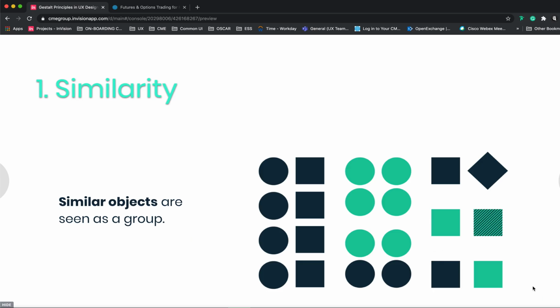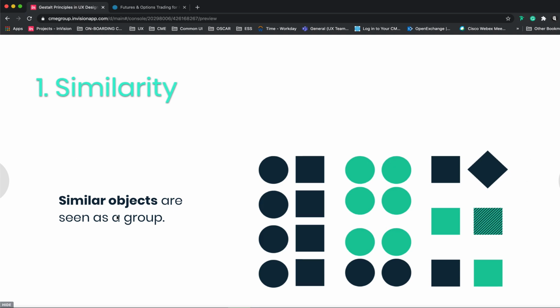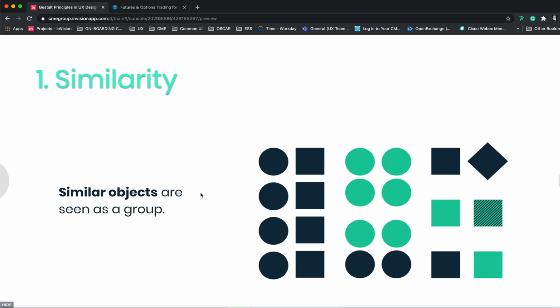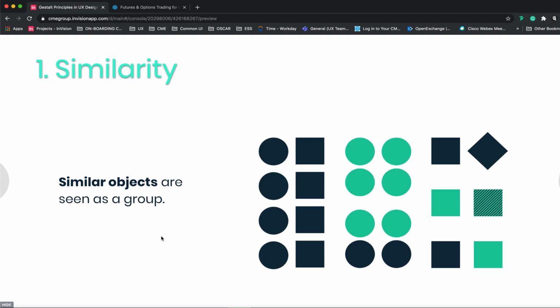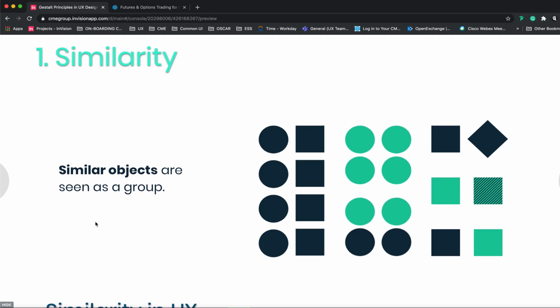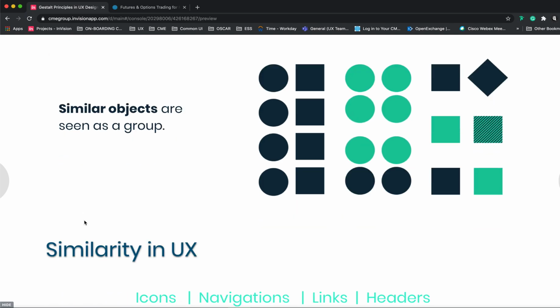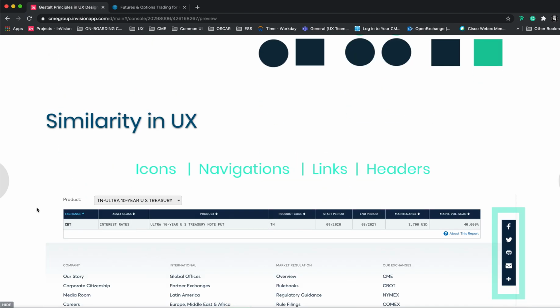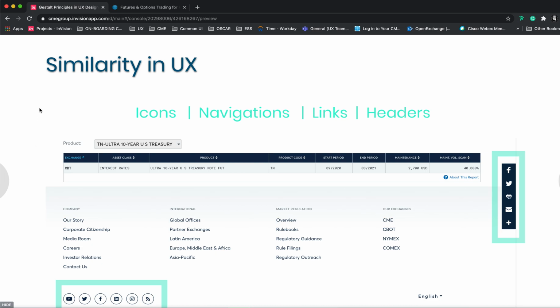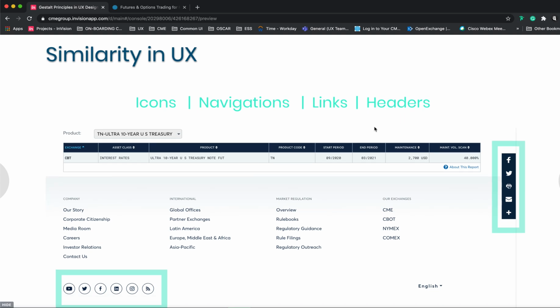So now we're going to go straight to similarity. Similarity and proximity, I think, are the most common ones we use. Similar objects are seen as a group. As in this example, we have the blue and the green, and even though they're different shapes, they're still similar due to their color. So the way we are using similarity in UX, I'm going to give you some examples with our icons, navigations, links, and headers on our cmegroup.com website.